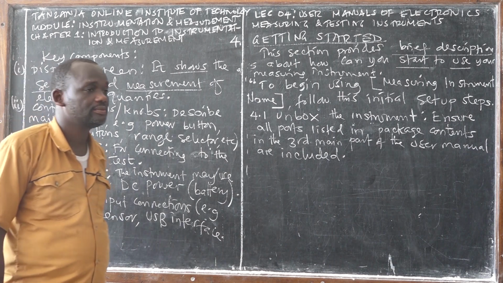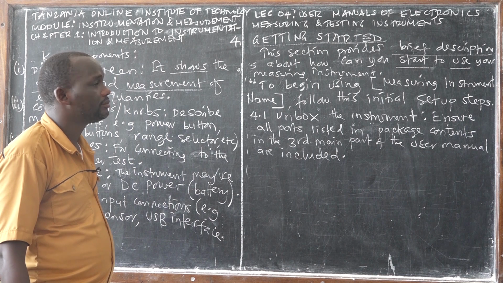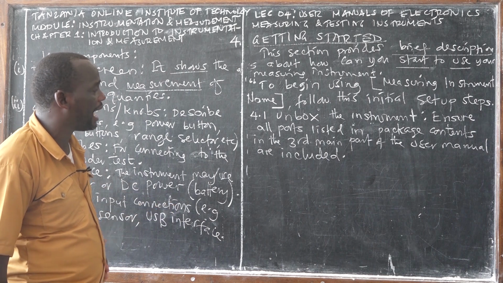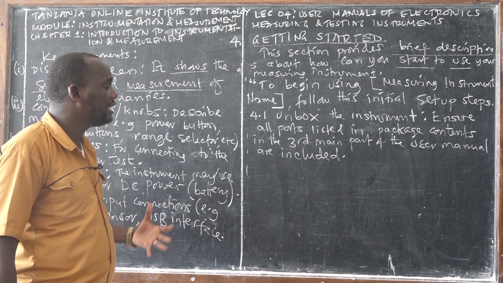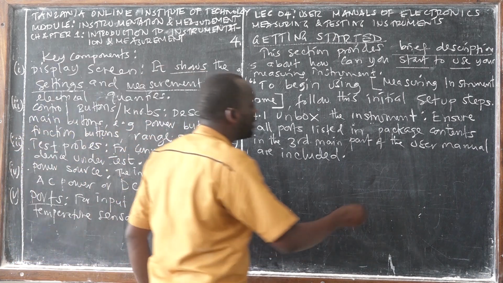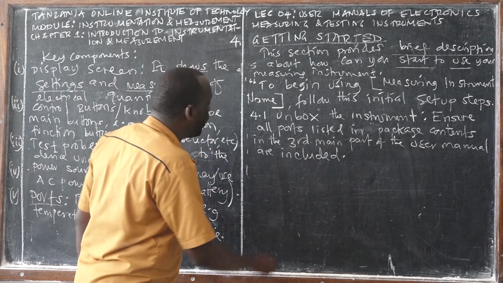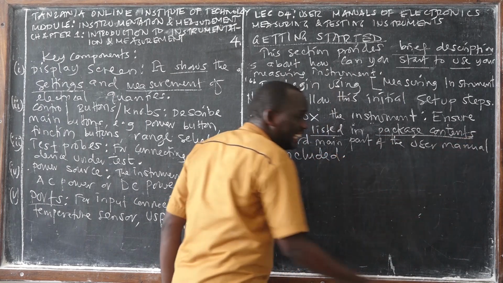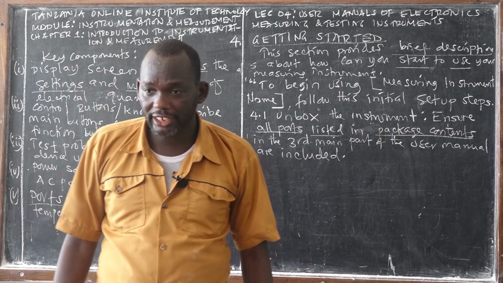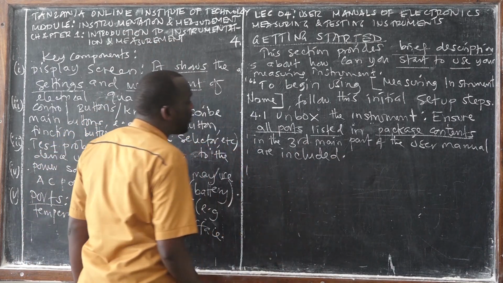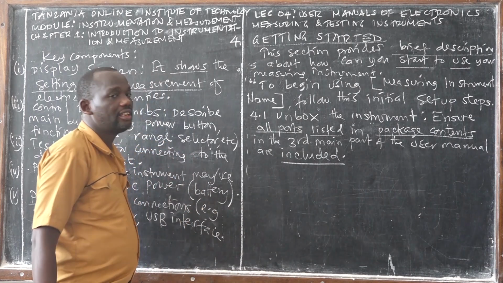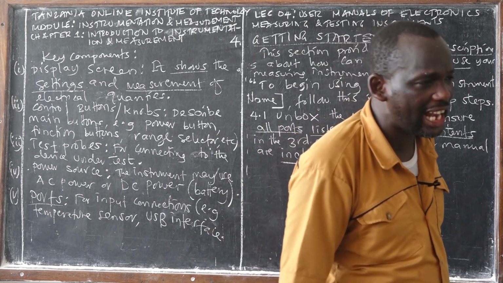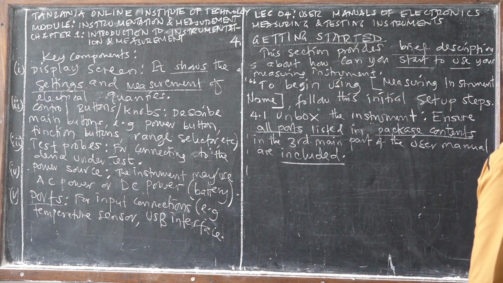Say, unbox the instrument. So when you are unboxing the instrument, maybe unboxing the digital multimeter, or unboxing the signal generator, or unboxing the digital oscilloscope, you have to ensure, say ensure, what? All parts listed where? Listed in package contents in the main part of the user manual. In case something is missing, you have to communicate with the manufacturer or the dealer or the supplier.